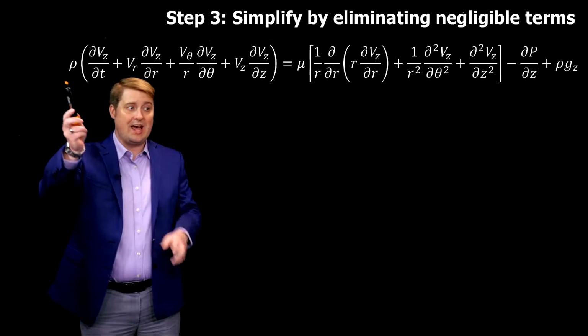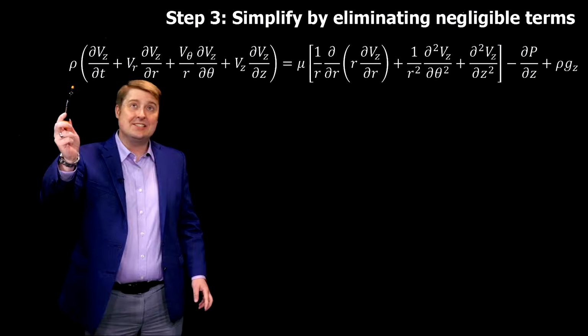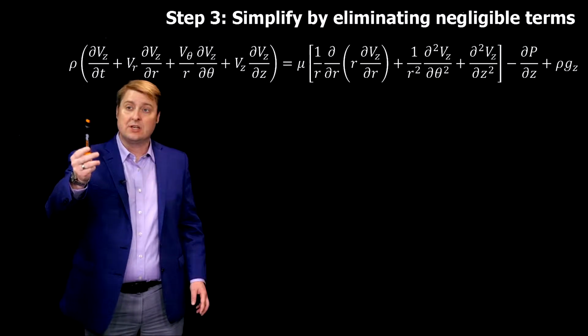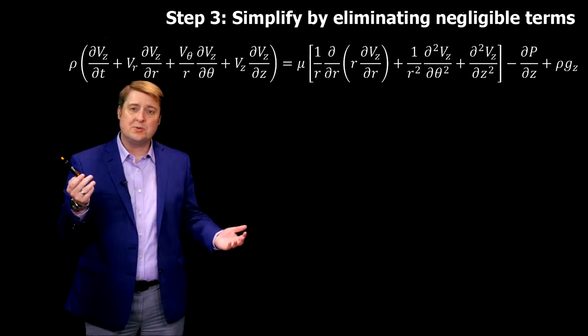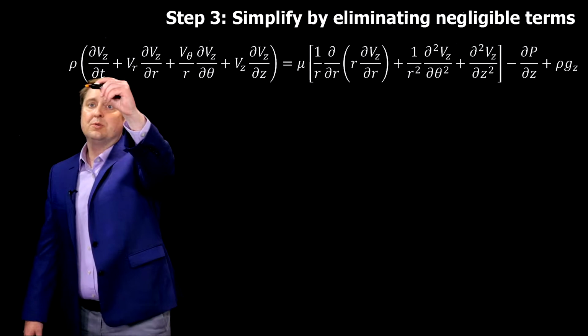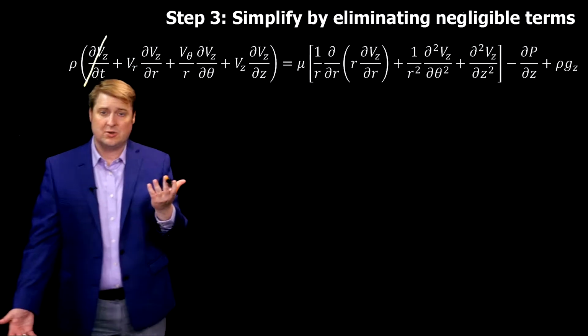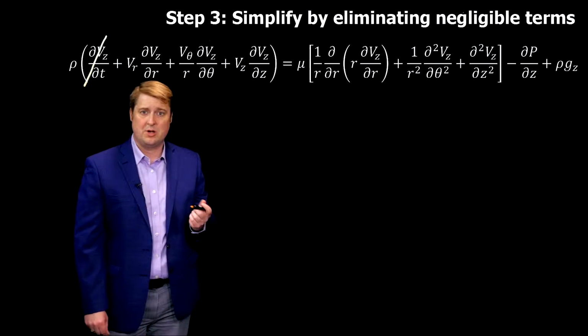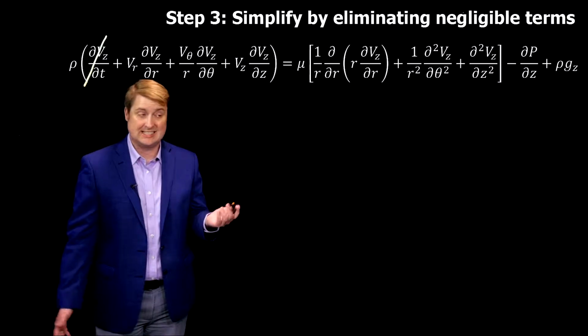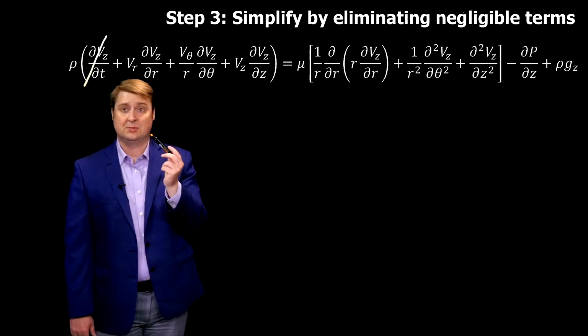So this first one that we have here, what we're looking at is the velocity in the z direction as a function of time. So does this change as a function of time? Well, we're at steady state. So no, it doesn't. We can ignore that one. There's nothing that we really need to worry about as far as, does the velocity in the z direction change as a function of time? It doesn't.